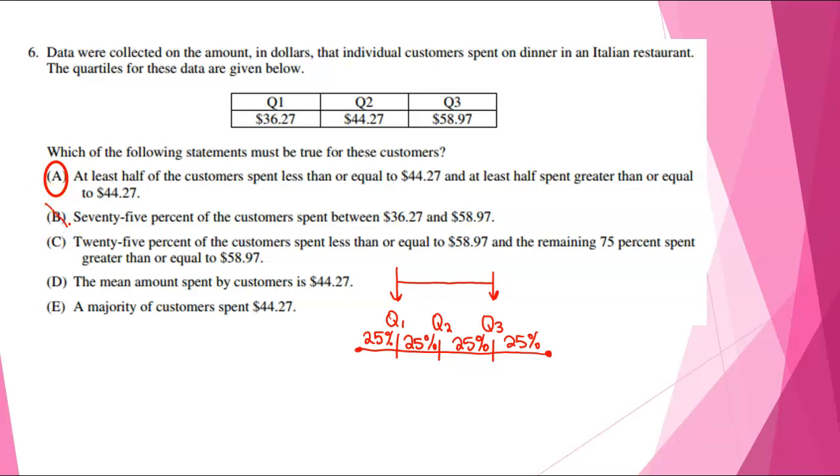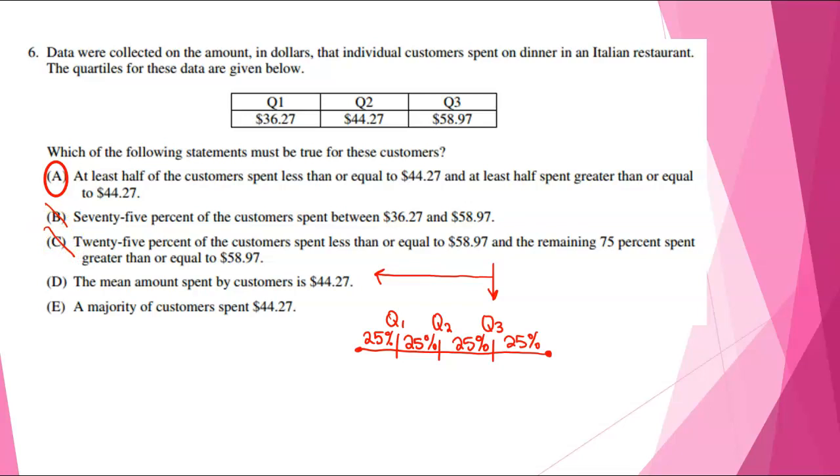C, 25% of the customers spent less than or equal to $58.97. That's our Q3. And they are saying that 25% of the customers spent less than or equal to. So less than or equal to is everything to the left of that, which as we can see, that is 75%, not 25%.